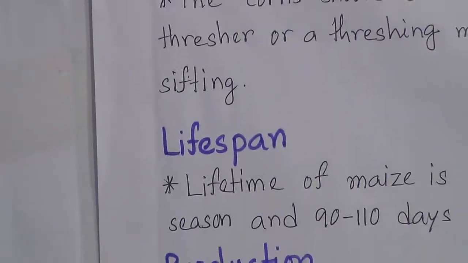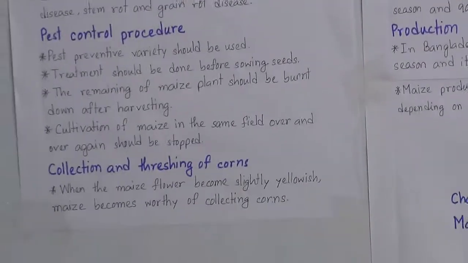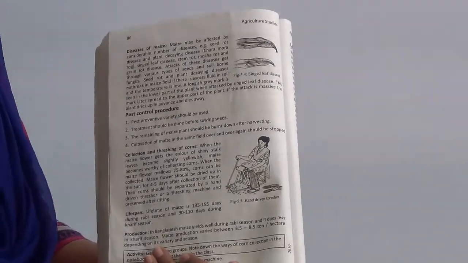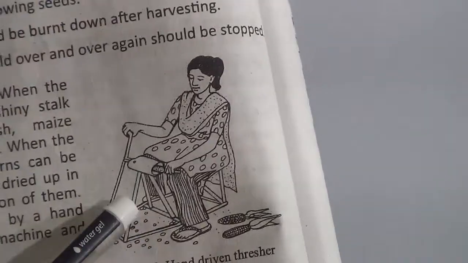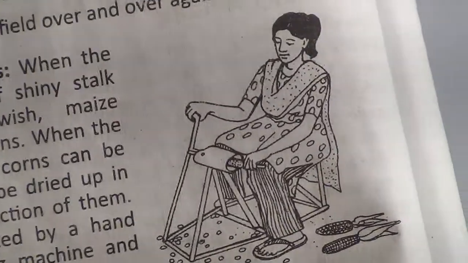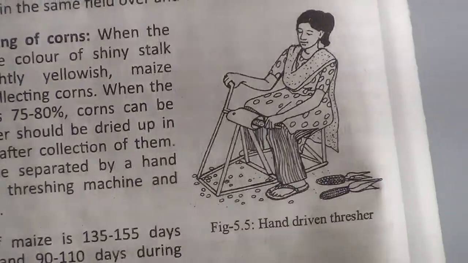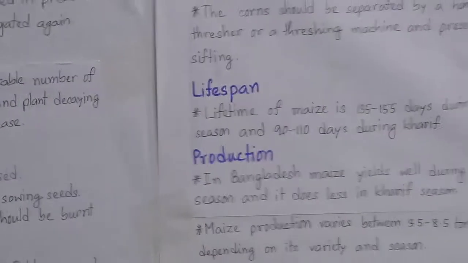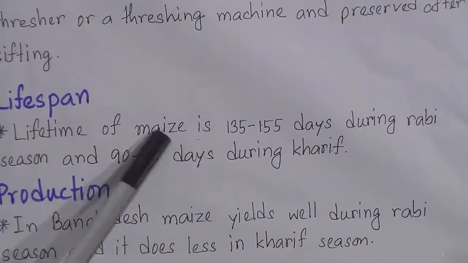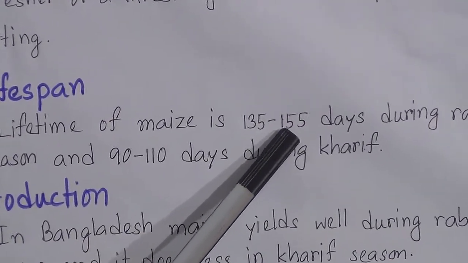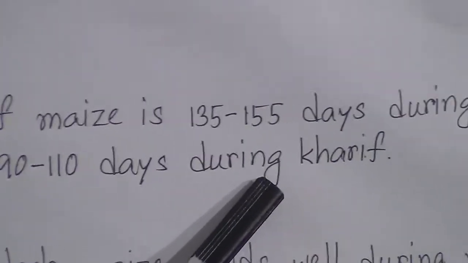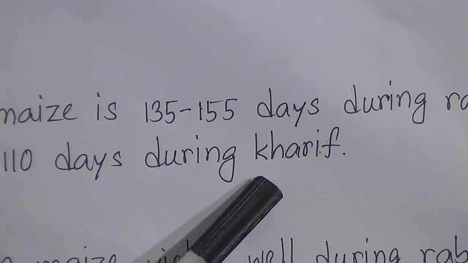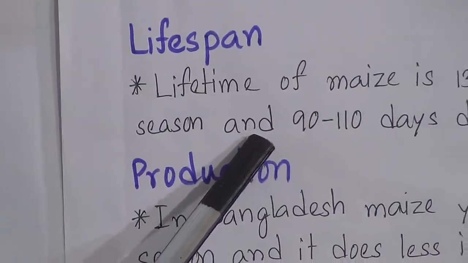Now look, we can separate the corn by a hand driven thresher. Page number 80, look at your book. Figure number 5.5. Now look, there is a hand driven thresher. So we can collect our corn by using this machine. Now the lifespan. The lifetime of maize is 135 to 155 days during Rabi season, that means in winter season, and 90 to 110 days during Kharif season, that means in rainy season.